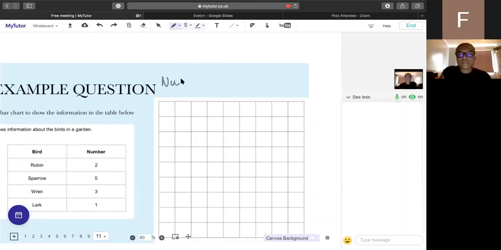So number of birds in a garden. You could also say types of birds in a garden, as long as you use the word birds. That's the most important thing. So number of birds in a garden.